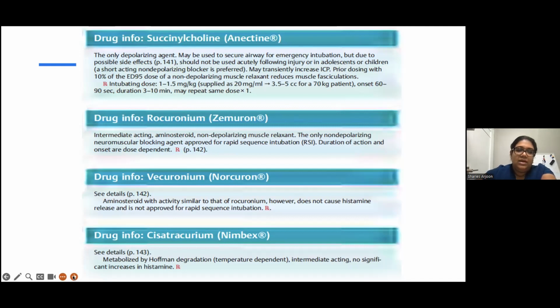Vecuronium is an aminosteroid with activity similar to that of rocuronium. However, it does not cause histamine release and is not approved for rapid sequence intubation. And most commonly, cisatracurium, or Nimbex in our setting, is metabolized by Hofmann degradation, so it is temperature dependent, and it's intermediate acting with no significant increase in histamine.